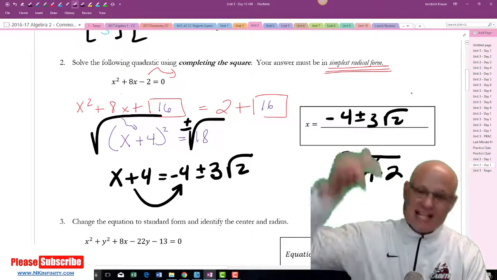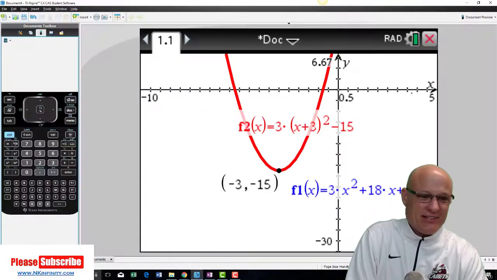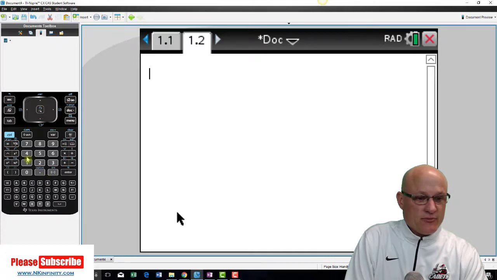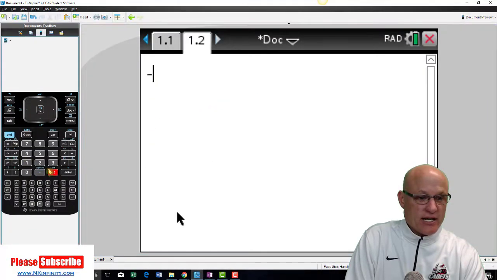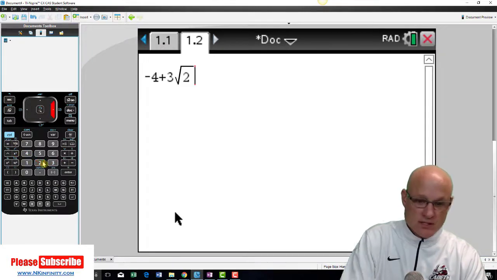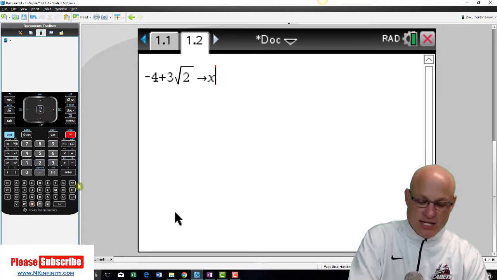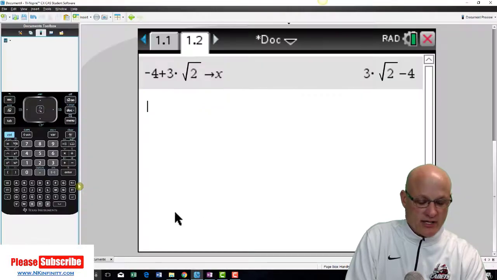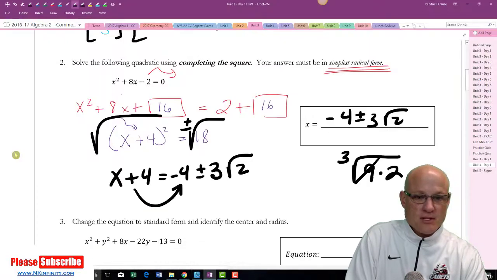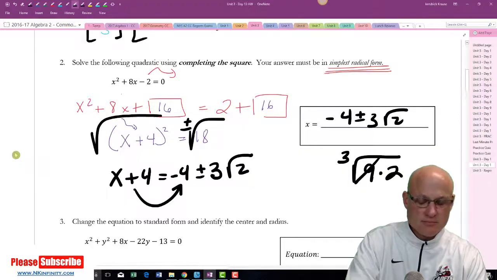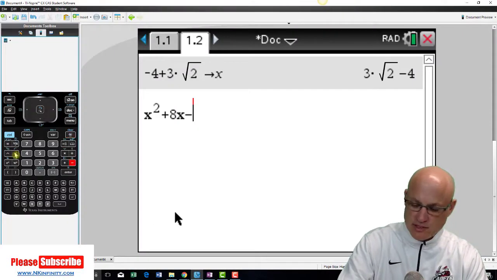And again, check your answers. It's so easy to make a silly mistake. Go into menu. Negative 4 plus 3 square roots of 2. Control var x. And don't forget, you're typing in the original. The original was x squared plus 8x minus 2. Boom. Should get 0.